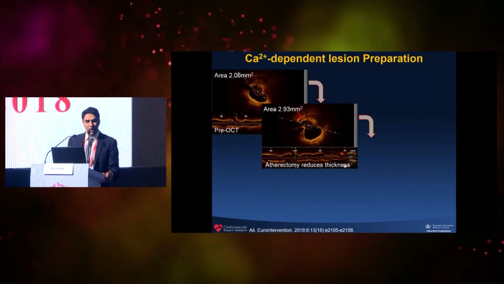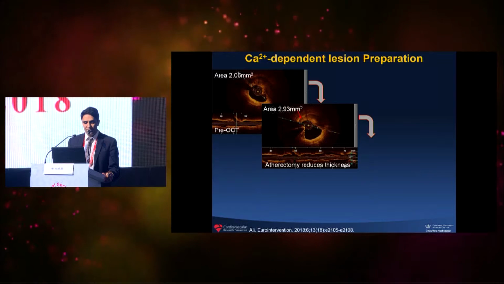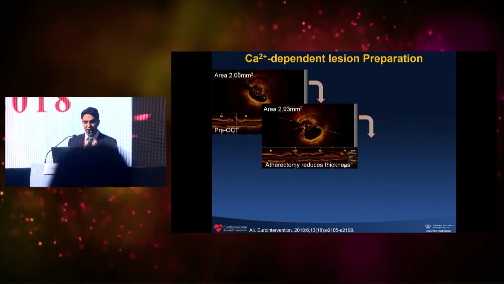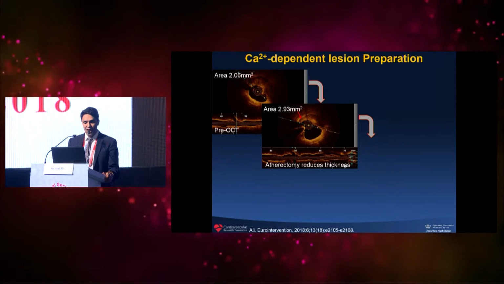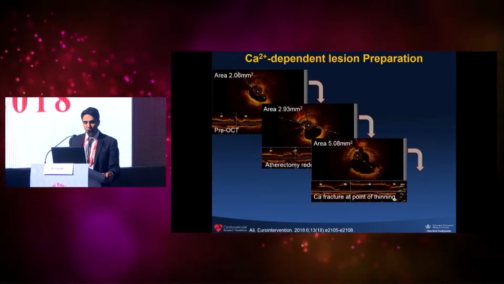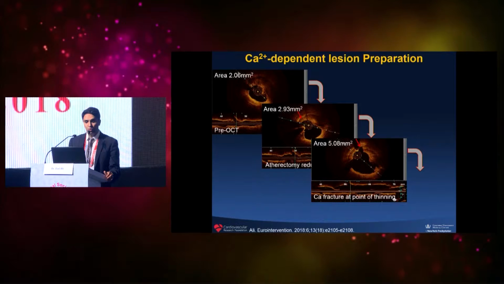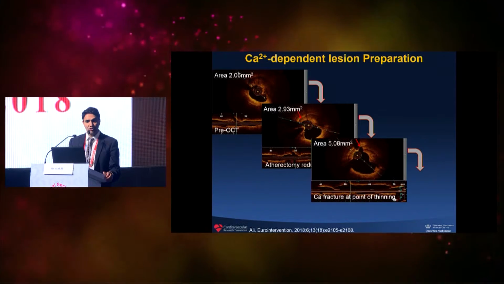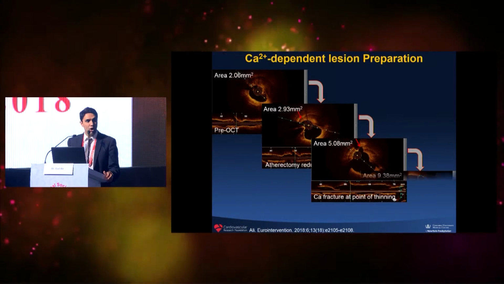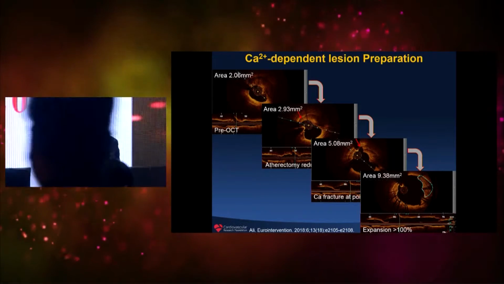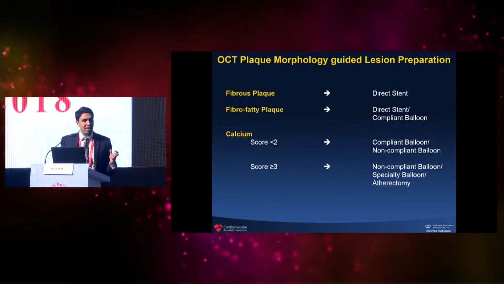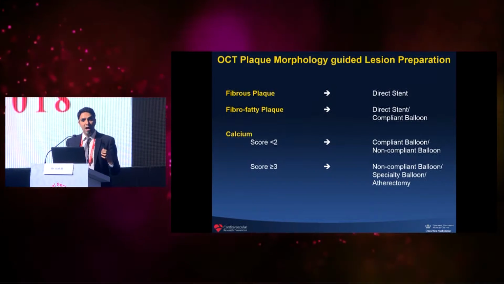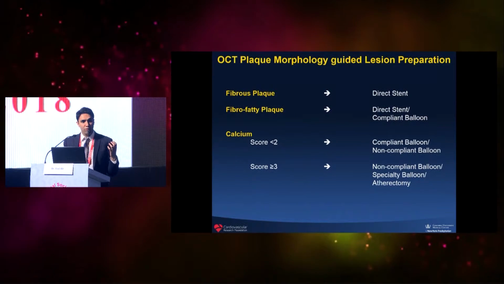Atherectomy works in a wire-biased manner, and here you can see that the atherectomy actually shaves down the calcium within the vessel wall to less than 0.5 millimeter thickness. Following this, high-pressure non-compliant balloon dilatation is able to fracture the calcium at its weakest point, ultimately leading to optimal stent expansion.